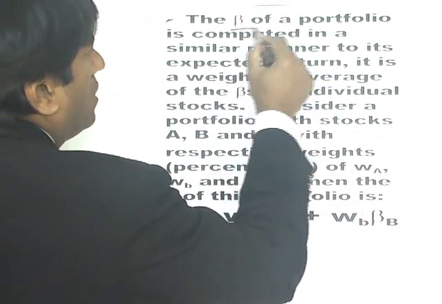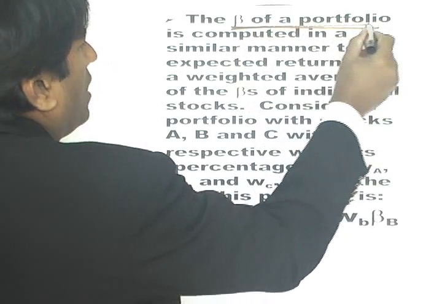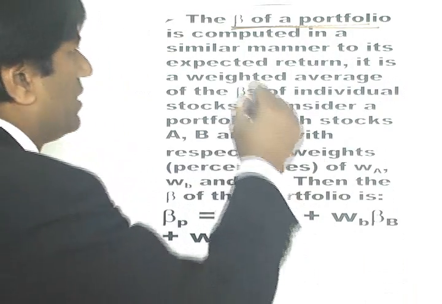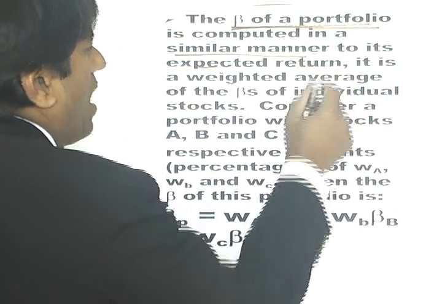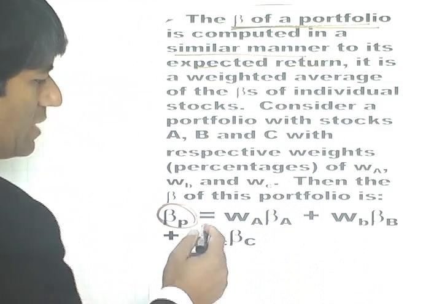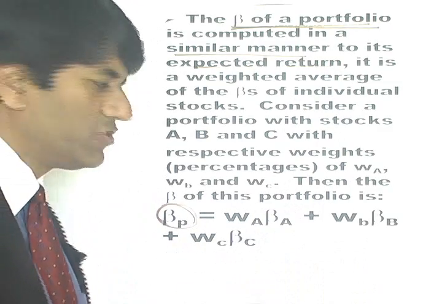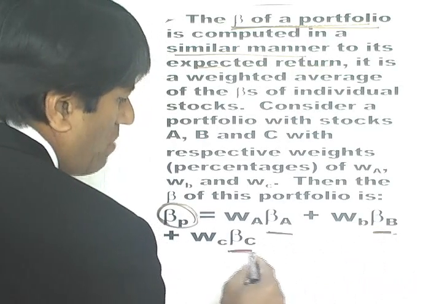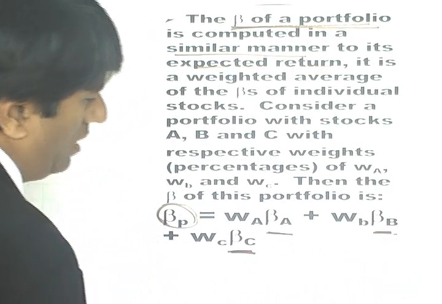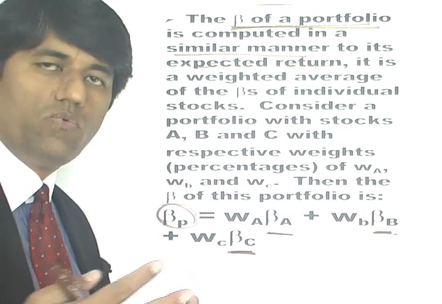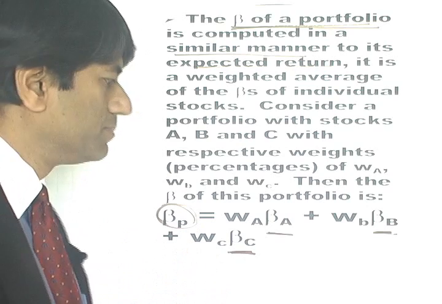So we have the beta of a portfolio. It is computed in a similar manner to expected return. So the beta of a portfolio P is simply the weighted average of the betas of the individual components of the portfolio. And this is very similar to what the return of a portfolio would be.